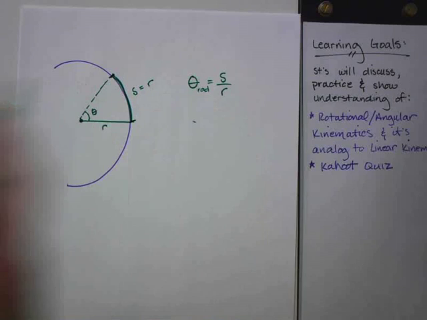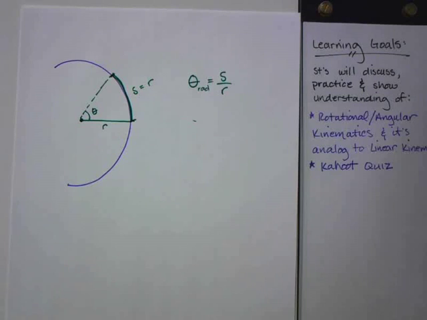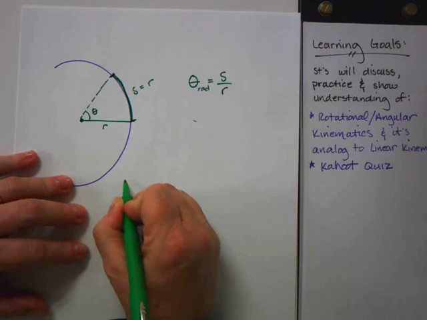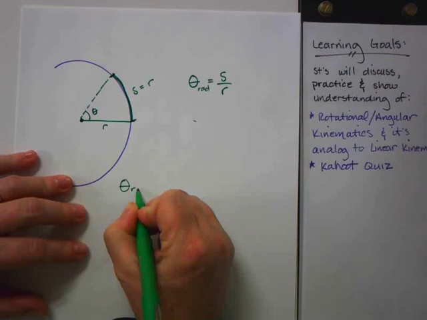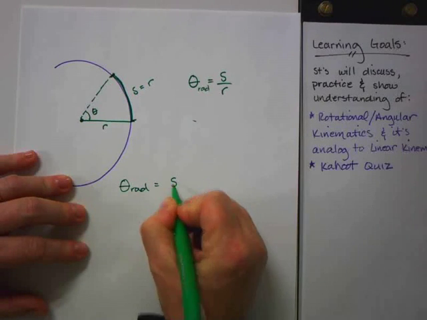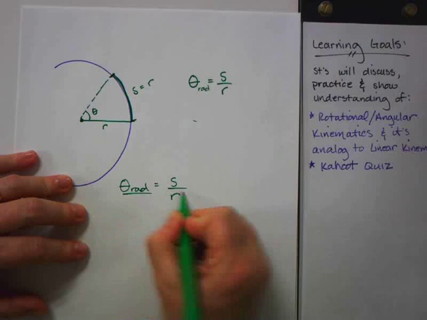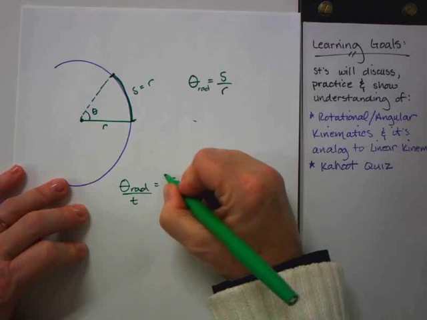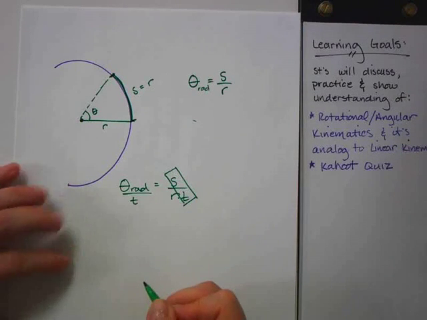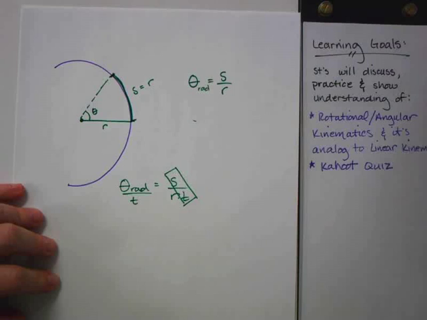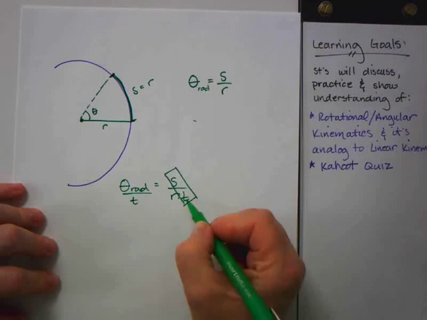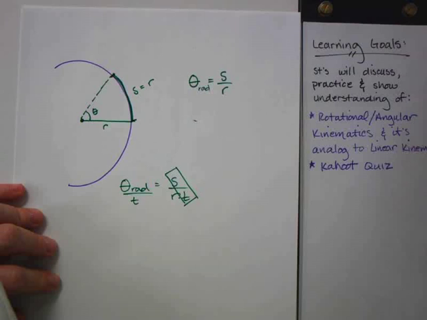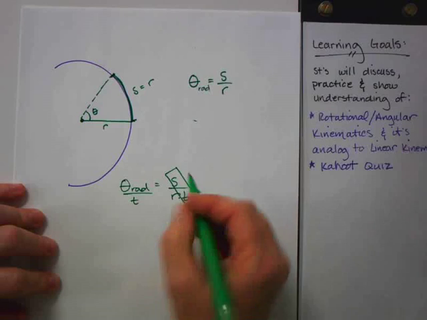We're going to use this when going back and forth between angular terms and linear terms. So we'll do that a little bit later. All right, now if I take theta in radians equals S over R, and I divide both sides by time, okay? What's this part of the equation? What does that give me? Distance over time, meters per second. What is that? Yes, it's velocity. That's correct.